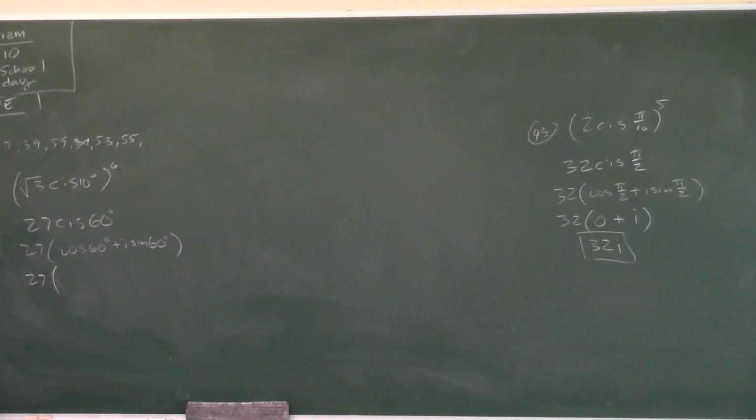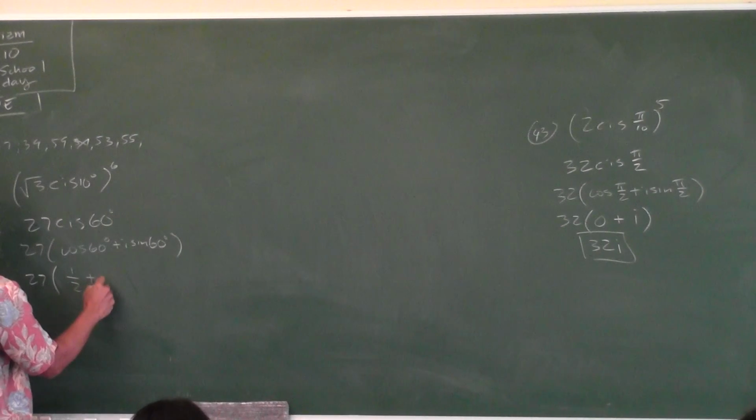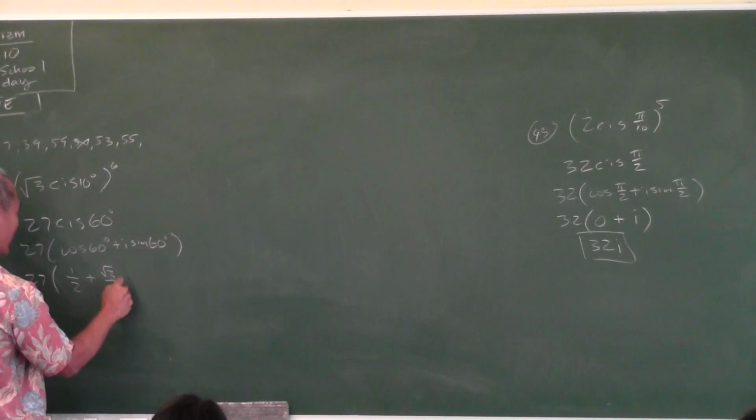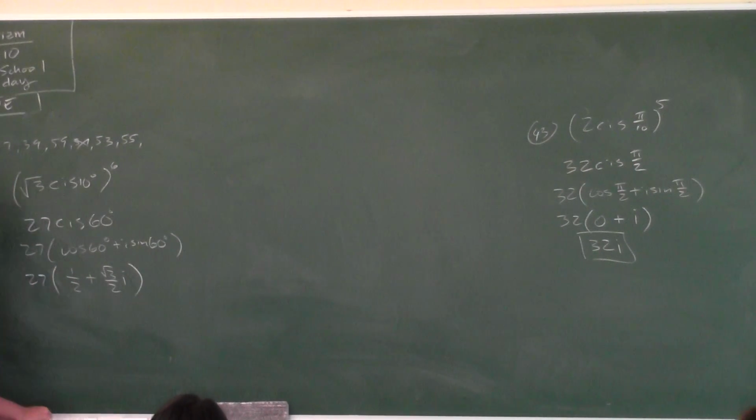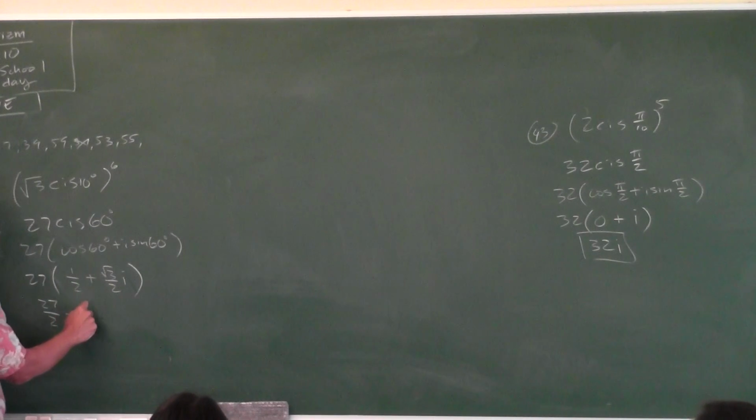Okay, now we just gotta know our trig values. Cosine 60. Wow. Sine 60. Root 3 over 2. See? Look, we're like lightning. Distribute the 27. So 27 over 2 plus 27 root 3 over 2 i.